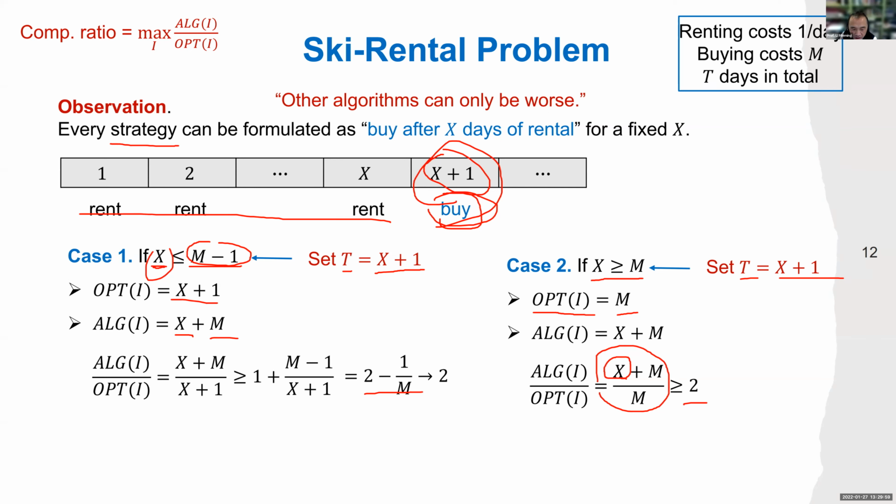So 2 minus 1 over m is the best ratio you can achieve for any algorithm. Because our algorithm already achieved ratio 2, it's already pretty good. This is how you prove the best you can do is just a 2 approximation. All right, so is this okay about the lower bound? Okay, nice.